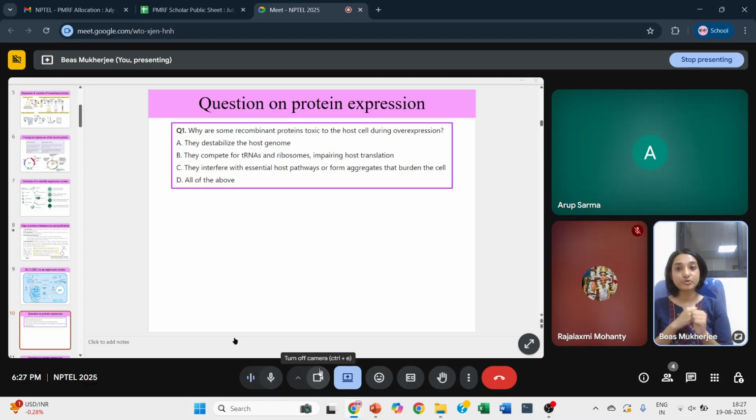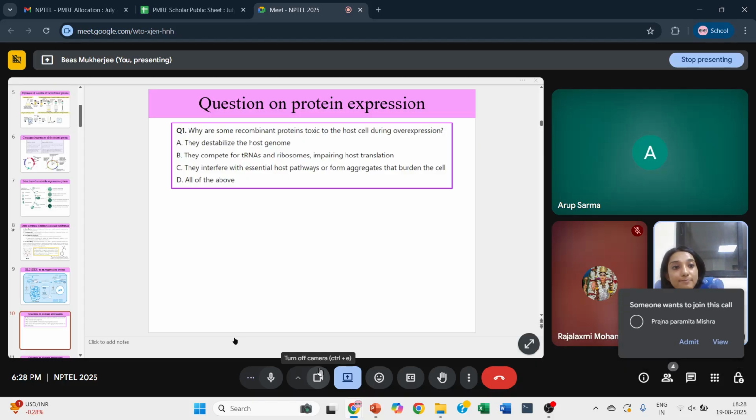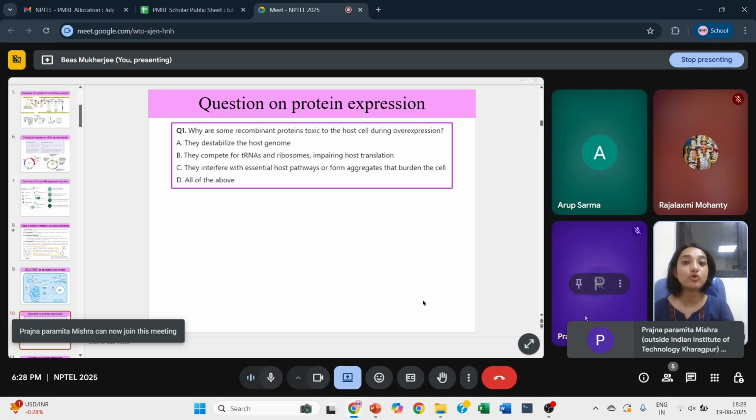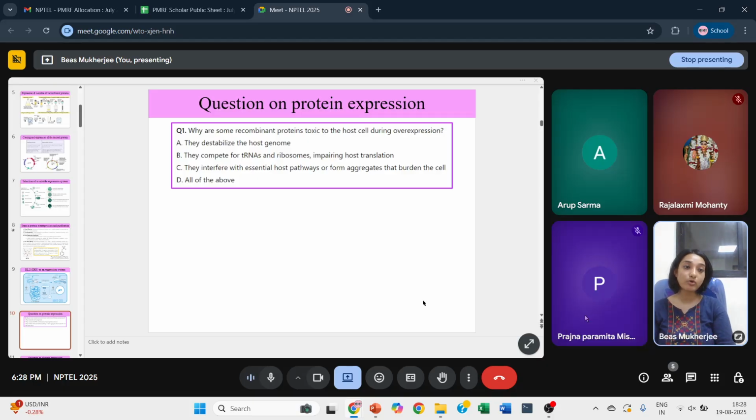So the first option is they destabilize the host genome. The second option is they compete for tRNA and ribosome, impairing the host translation. The third option is they interfere with essential host pathways or form aggregates that burden the cell, and the fourth option is all of the above. So why do you think our protein of interest can be toxic for the host cell in which it is growing? Why do you think that is the case? You can answer in the chat box.